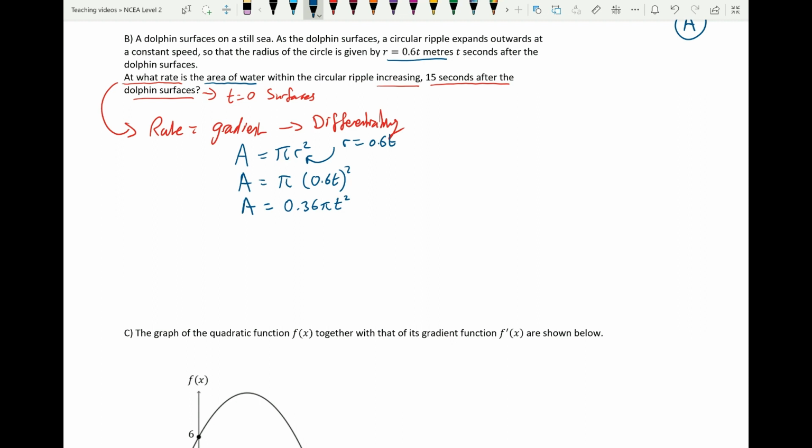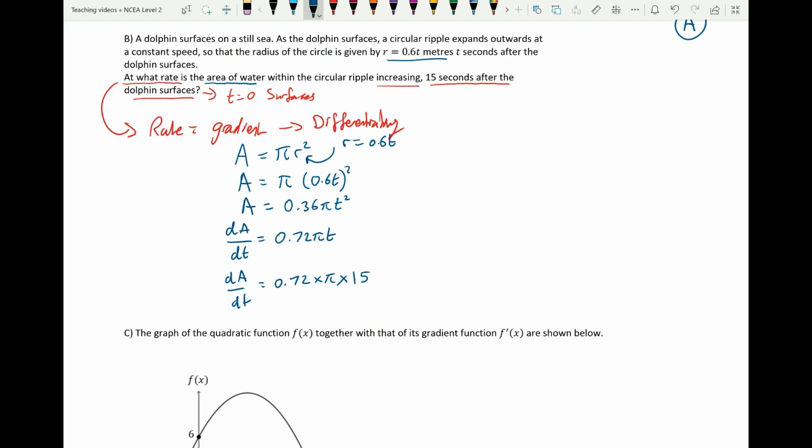So it's going to be this that we differentiate. So differentiate that to dA over dt, the rate of change of A with respect to t. That will be 0.72 pi t. So this formula now, dA over dt, is going to tell us the rate of change of the area in terms of time. Now we know the time because we were told that, 15 seconds. So we can now substitute t equals 15 into here, and this will give us the answer. So this is our gradient function, if you like. We're working out the gradient or rate of change.